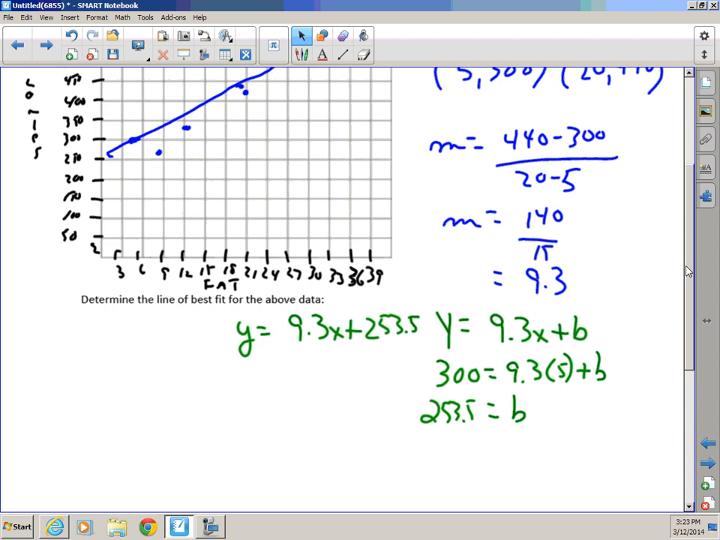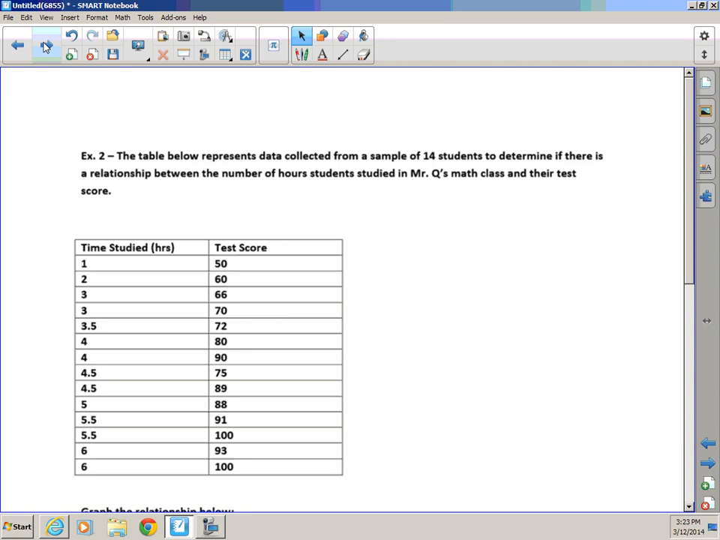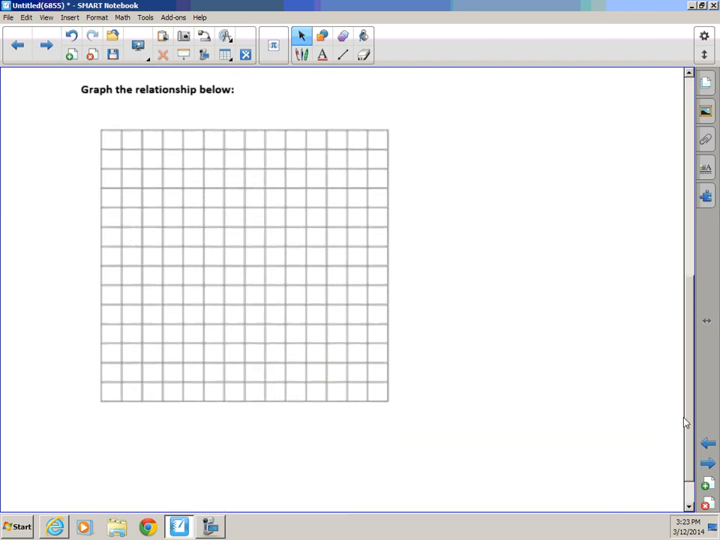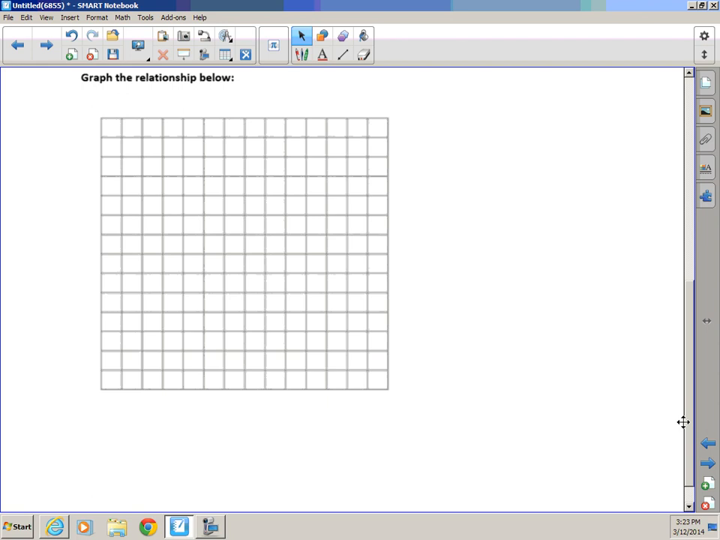All right. Now, like I said, people can have a little bit different line of best fit, but as long as you get it going through two data points and a relatively equal number of points on each side, then you're fine. All right. Now I have test scores and time studied. All right.